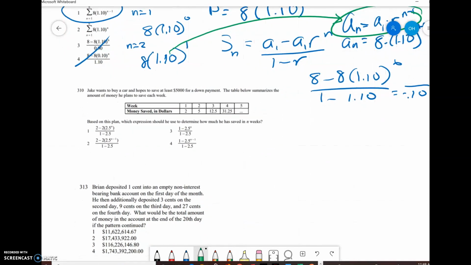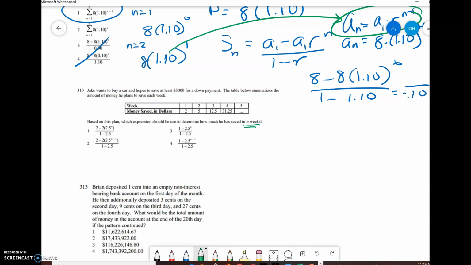Jake wants to buy a car, and he wants to save at least $5,000 for a down payment. The table below summarizes the amount of money he plans to save each week. One of the things that's misleading about this problem is that they put this, which leads you to believe that they want the sum of a geometric series. But he's not going to save forever. He wants to save until he has enough for a down payment. So we want an expression that will determine how much he will save over n weeks. So that's a finite number of weeks.